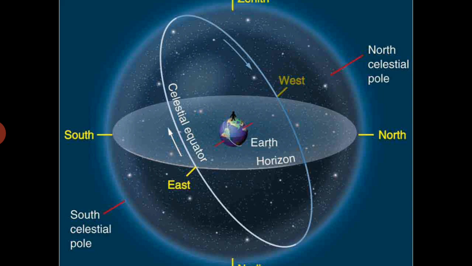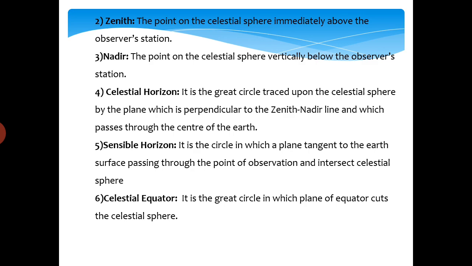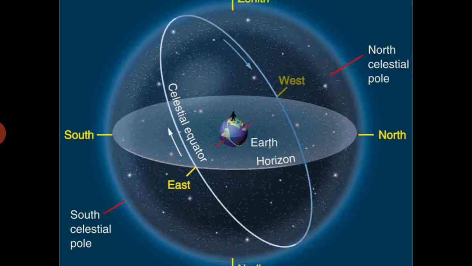This is the simple diagram. This is the celestial sphere. In the diagram they have shown the celestial sphere and different bodies lying in the celestial sphere, right? So the next term is zenith. Zenith is the point on the celestial sphere immediately above the observer station. In the diagram, suppose we are observing a celestial body from the earth surface. So the point exactly above the observer is nothing but the zenith.